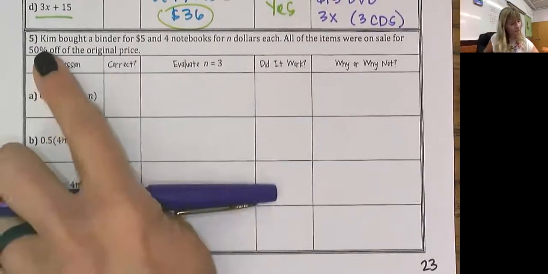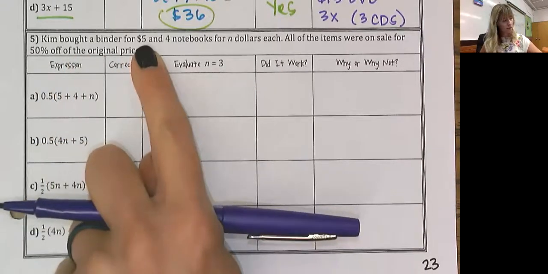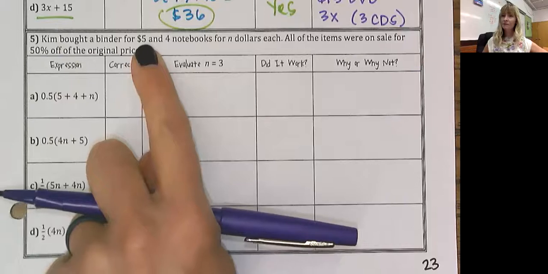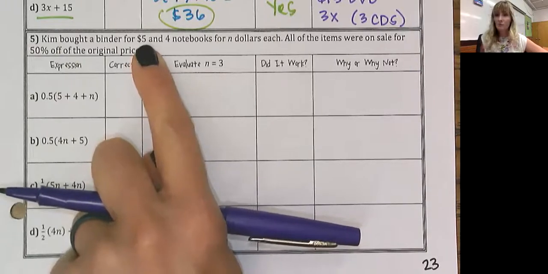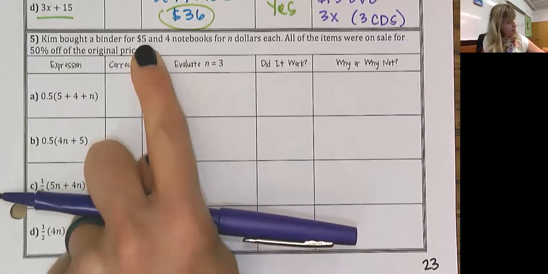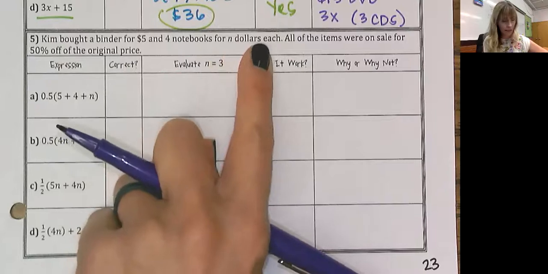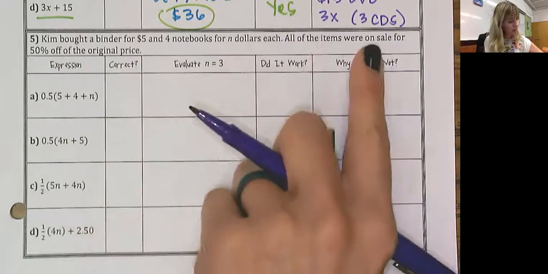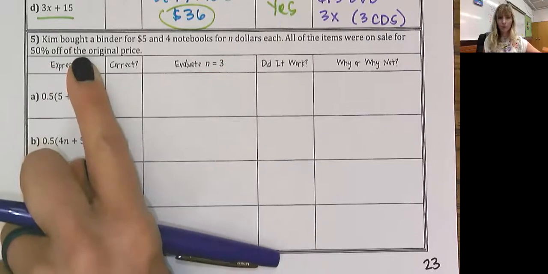Number 5. Kim bought a binder for $5. And remember, at any point, if you're like, I didn't write that all down, Ms. McGowan, pause me and get it all written down. You can always pause me. I'll wait. Kim bought a binder for $5 and 4 notebooks for N each. All of the items were on sale for 50% off the original price.